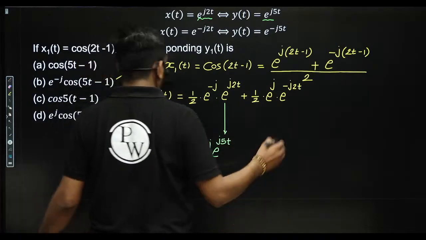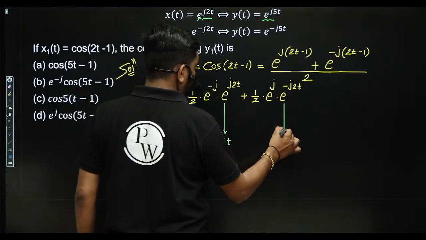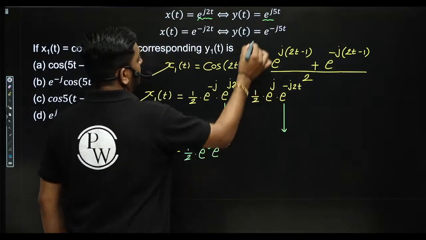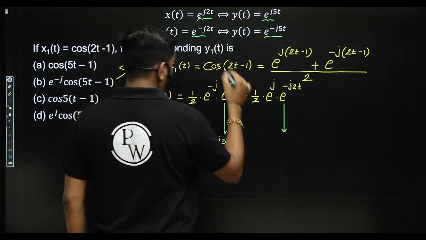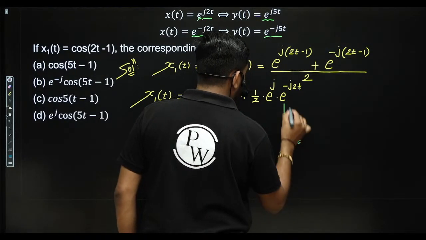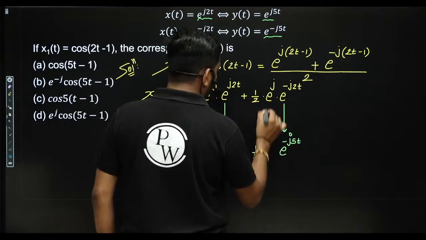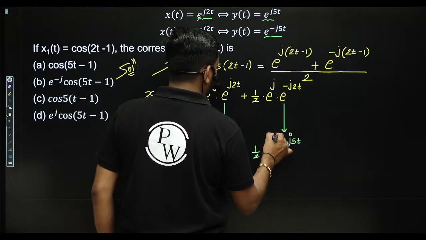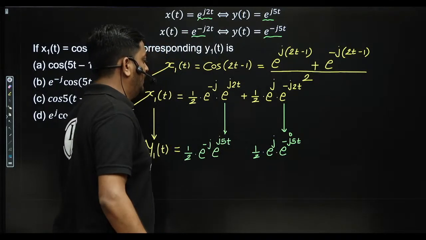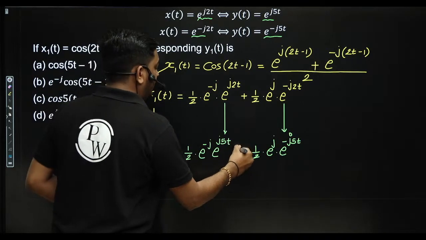Similarly, for this input, what is the output? If the input is e power minus j2t, the output is e power minus j5t. Again the same thing: if the input is multiplied with 1 by 2 e power minus j, the output should be multiplied with the same constant because this is linear. Now if you are adding two inputs, you can add the individual responses also.